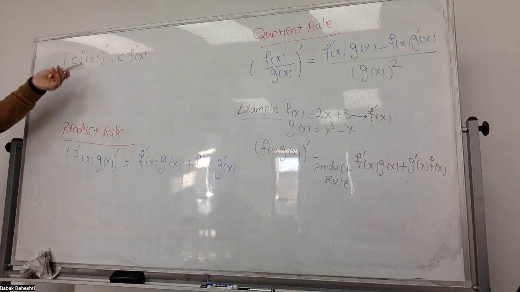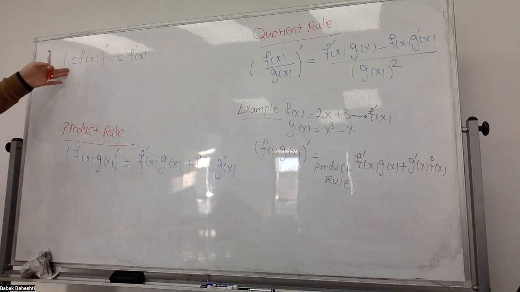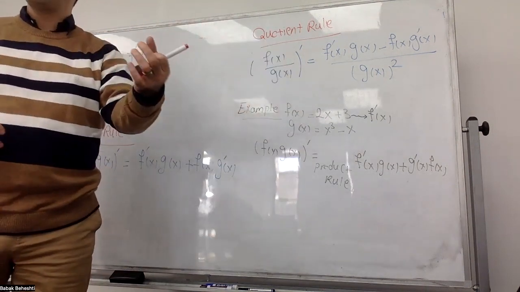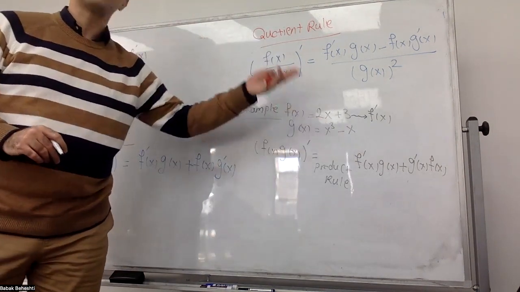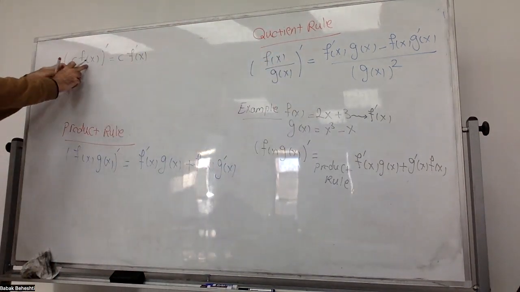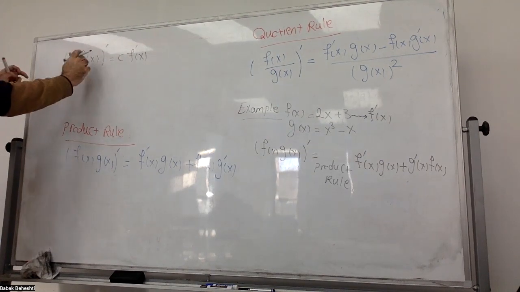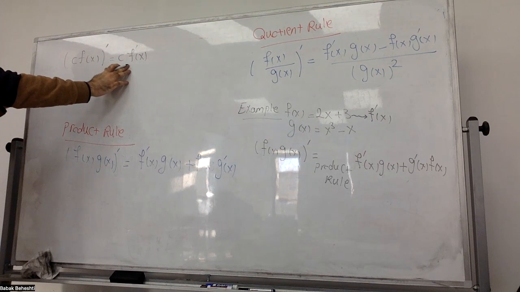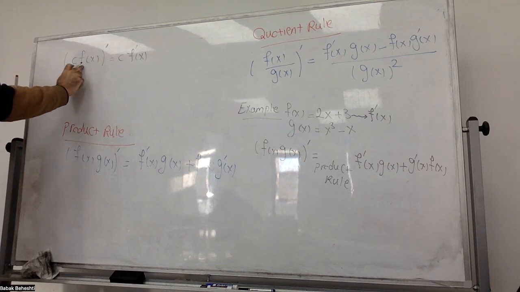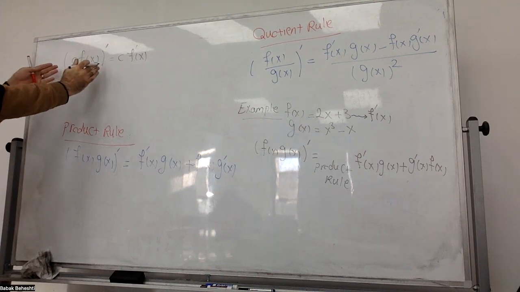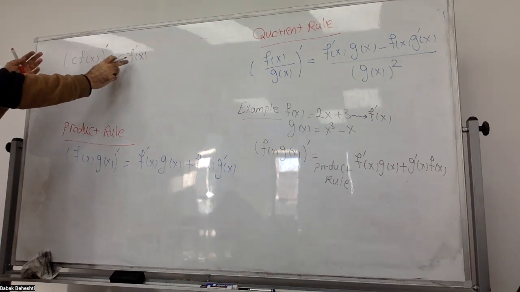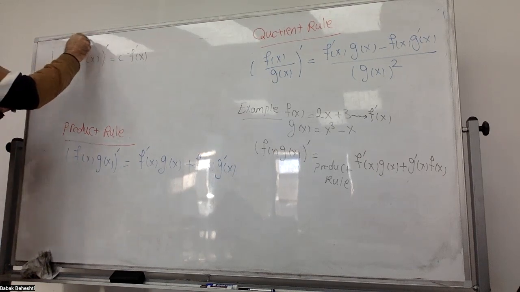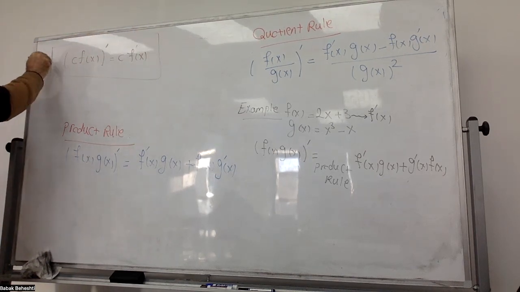So when you multiply a function by a number, like 2, 3, like here, if you want to take the derivative, you just take the derivative of f. This is an important rule. So c times f derivative is c times the derivative of f. Okay? A very important rule that we use a lot.